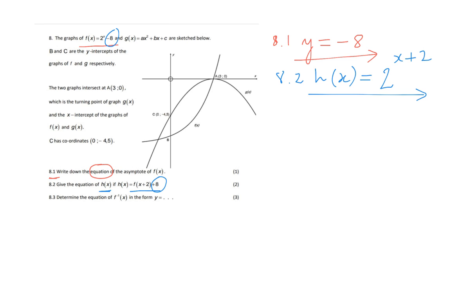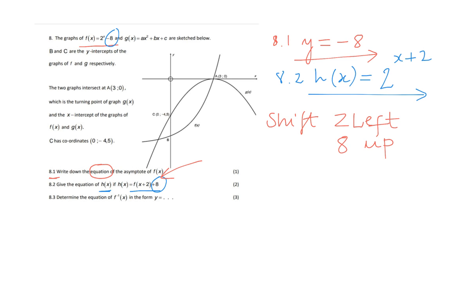How else can they ask you? They can ask you to describe what happened to the function f of x as it changed to f of x plus 2 plus 8. So what transformation took place? What would be your answer? If f of x changed into f of x plus 2, then I have a shift or a translation of 2 units in which direction? To the left. And 8 units up. Okay, so they can ask you for this description.